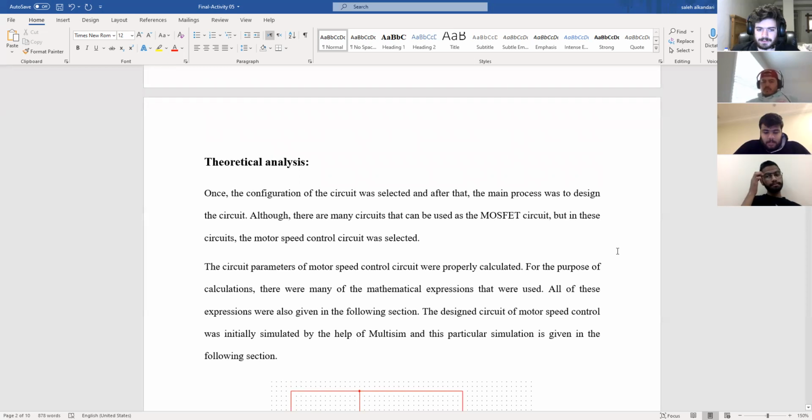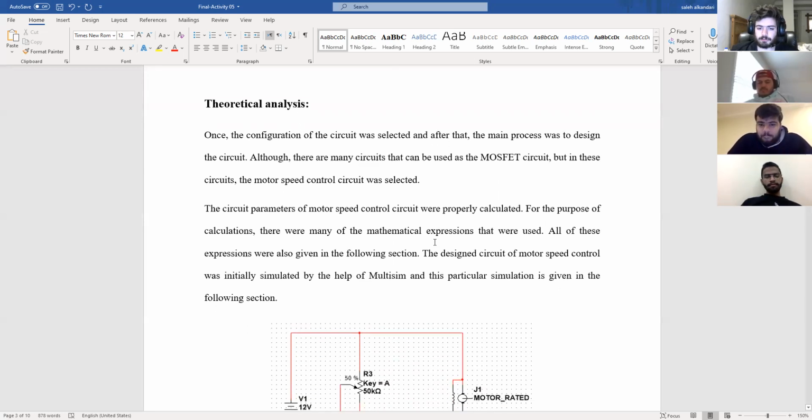For the theoretical analysis, once the configuration of the circuit was selected, the main process was to design the circuit. Although there are many circuits that can be used as MOSFET circuits, the motor speed control circuit was selected. The circuit parameters of the motor speed control circuit were properly calculated. For the calculations, many mathematical expressions were used.